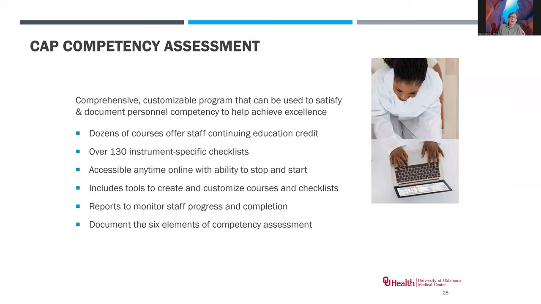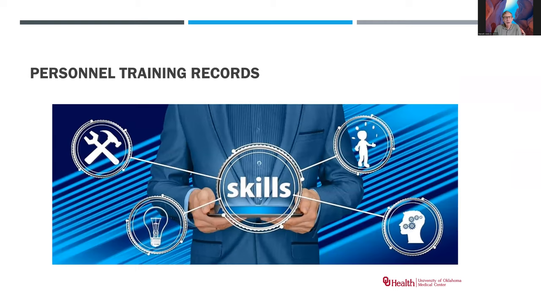And it includes the six elements of competency assessment, which you will learn more about in another session. So let's talk about personnel training records. You think about the skills that people are identifying, what they need to learn, what they do know, and what tools they're using to accomplish those things. These are all parts of what you're training around that can help to improve the quality of your employees and the quality of your workforce in your laboratory.